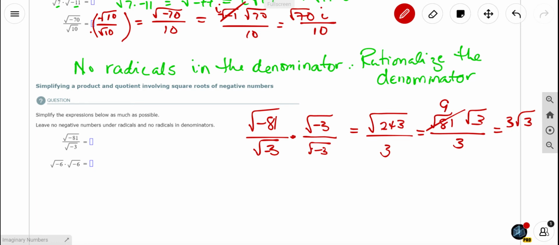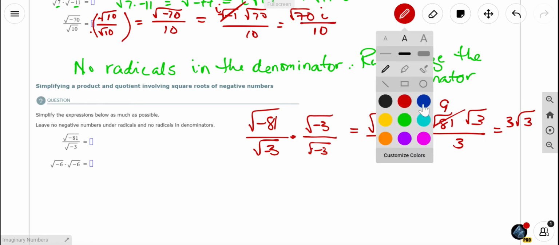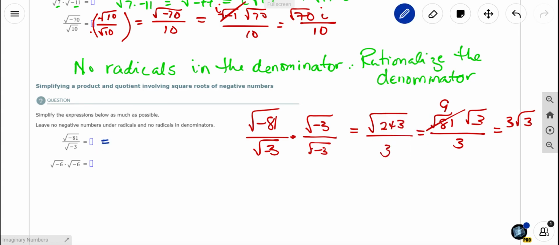There's a faster way to do it if you recognize that 81 is divisible by 3. You can use the division rule, which goes like this. Negative 81 over negative 3. You can rewrite it. This is the rule right here. This is interchangeable. If you have the square root of a over the square root of b, it can become the square root of a over b. So look, what I did was I eliminated the two radicals and put them under the same radical because I can divide that.